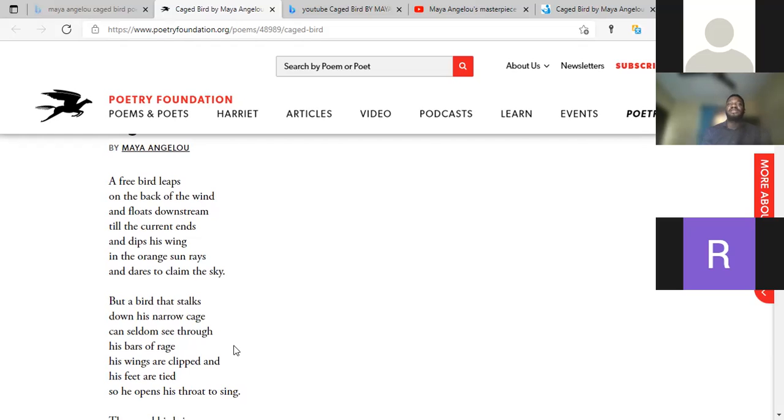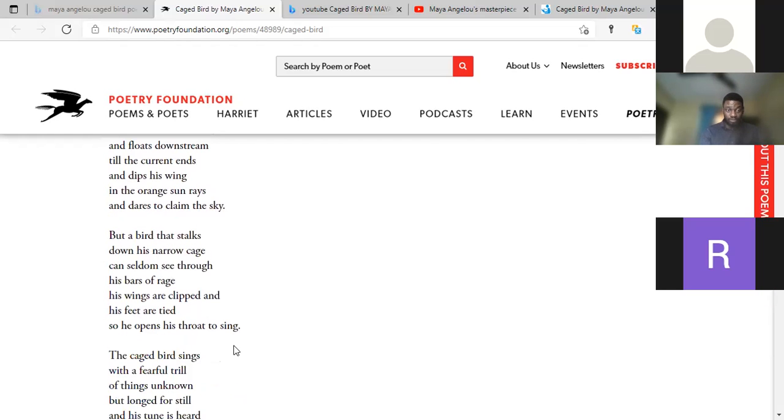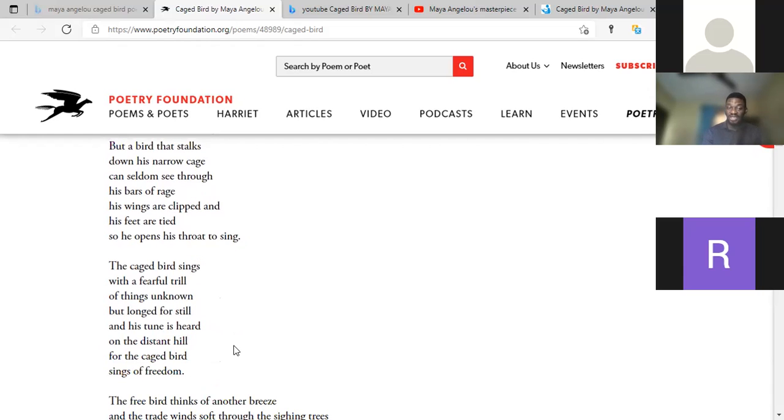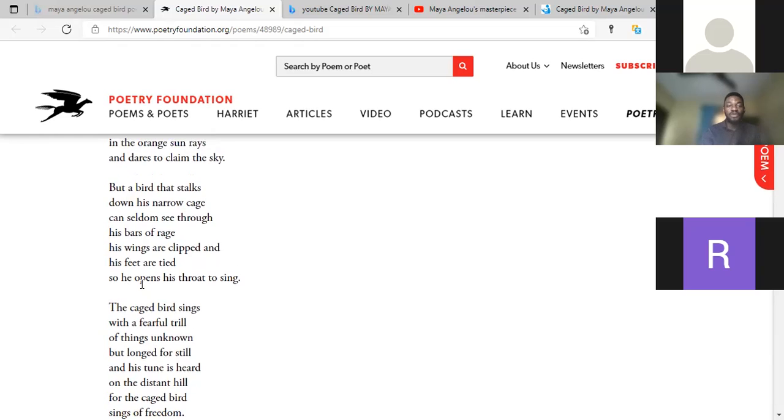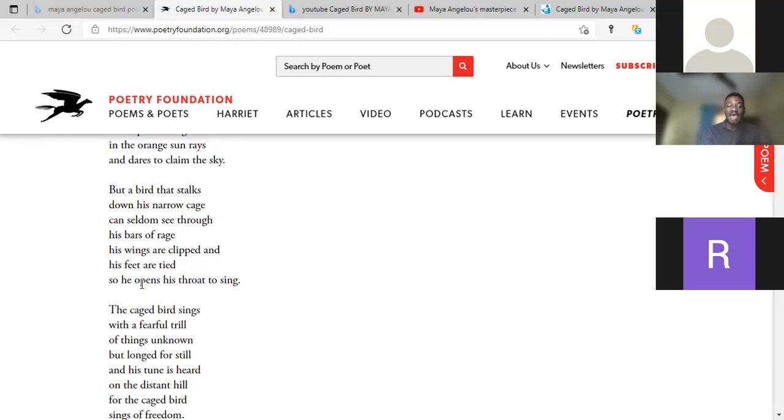The poem tries to capture how frustrating this is for black people in the last line of the second stanza. Let me just read from the third line. So his wings are clipped and his feet are tied, so he opens his throat to sing. Essentially, this is saying that because the bird cannot do anything else except cry out in pain, it just sings, it just shouts, it just screams.